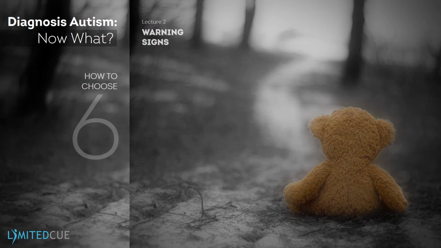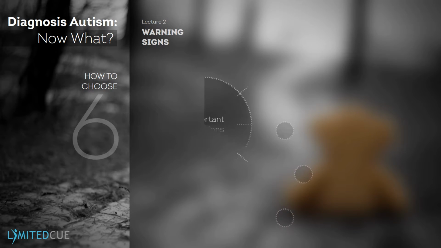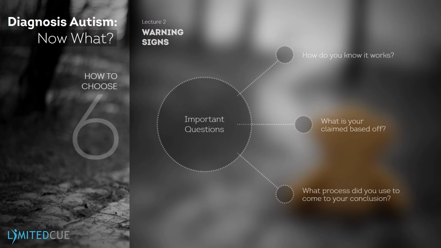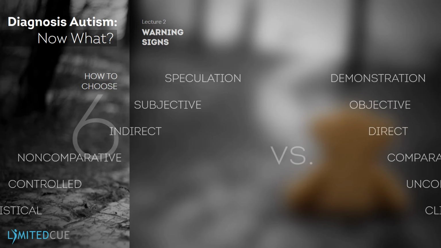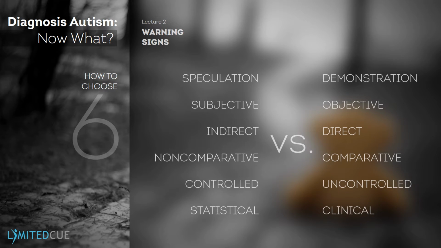When you come across treatments that make claims to treat those with ASD, you need to review each carefully and ask some important questions. These are, how do you know it works? What is your claim based off? What process did you use to come to your conclusion? These are key to discovering the evidence and deciding if a treatment is science, pseudoscience, or anti-science. To help you decipher between the claims, compare using the next explained dimensions.